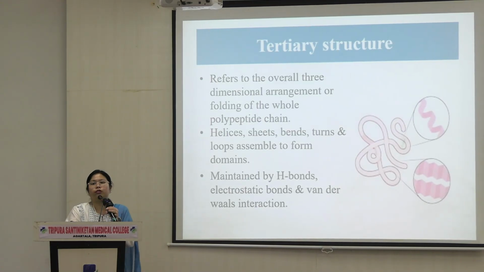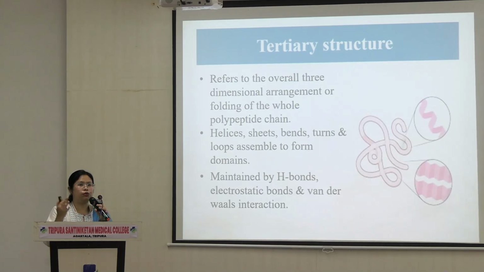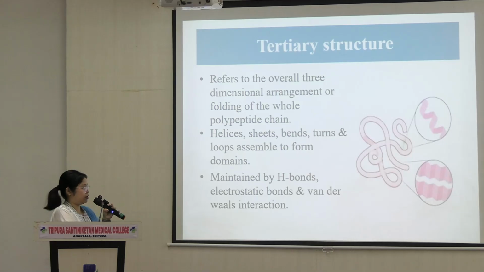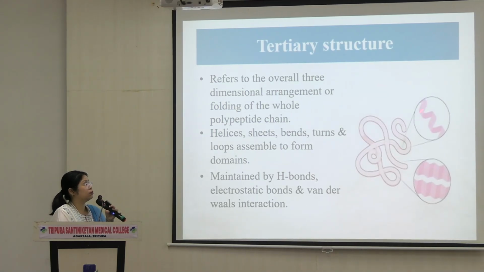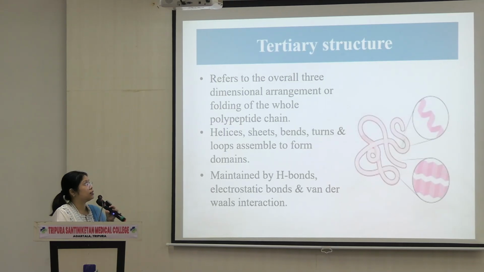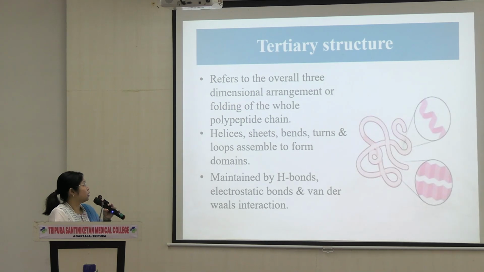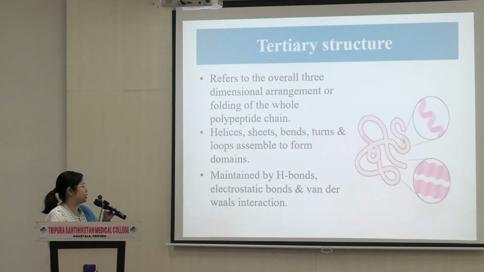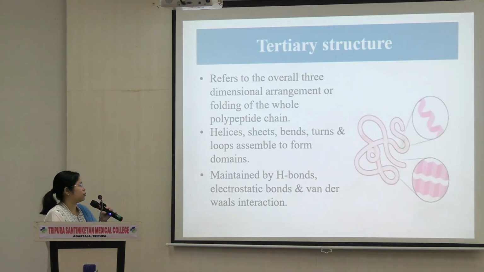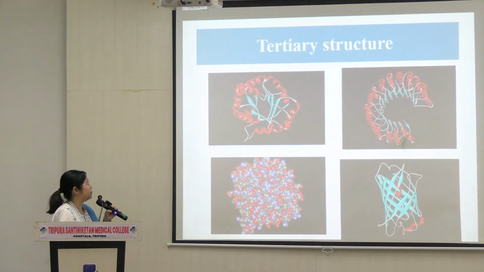Tertiary structure is the overall 3-dimensional structure of the protein. Whenever a polypeptide chain comes together, like over here, this is a tertiary structure. If you look at it microscopically, you will see that it consists of both the alpha helix and beta pleated sheets, etc. So it will have sheets, turns, bends, and helices as well. They have hydrogen bonds, electrostatic bonds, and van der Waals force of interaction. This is another example of tertiary structure of protein.